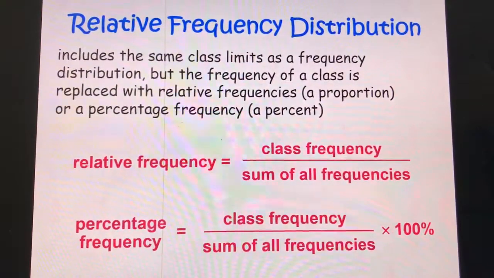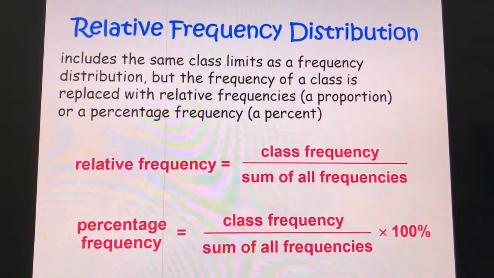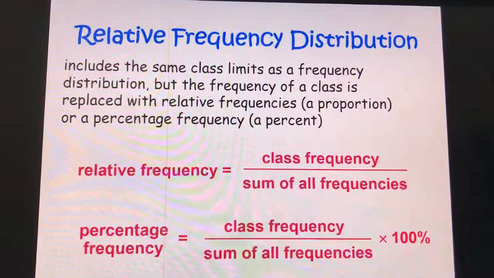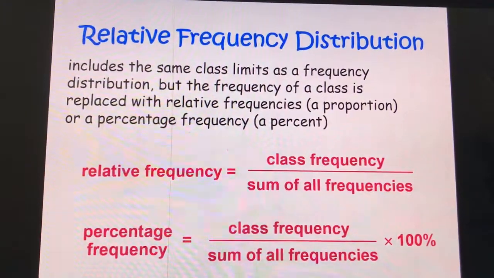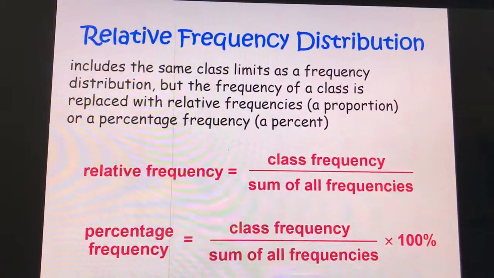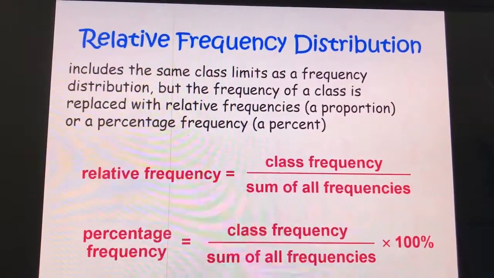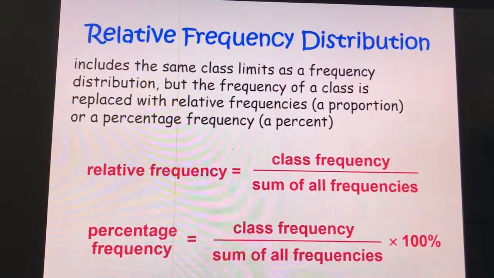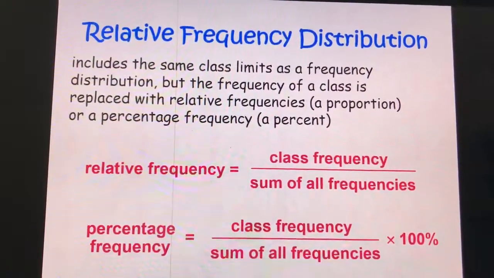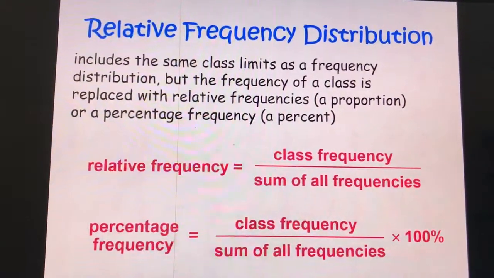You have a relative frequency distribution. That includes the same class limits as a frequency distribution, but instead the frequency is replaced with the relative frequency. A proportion, it can be a decimal or a fraction, or a percentage frequency where you just switch it to a percent.